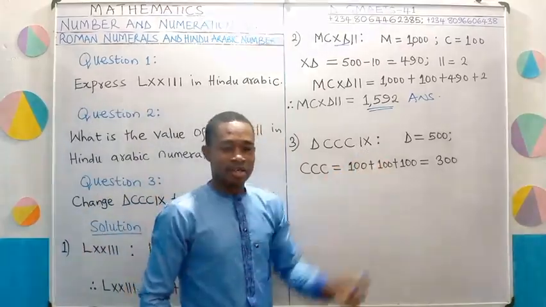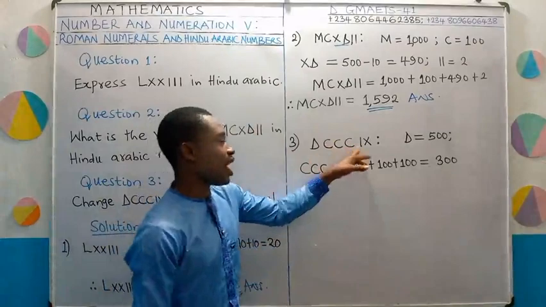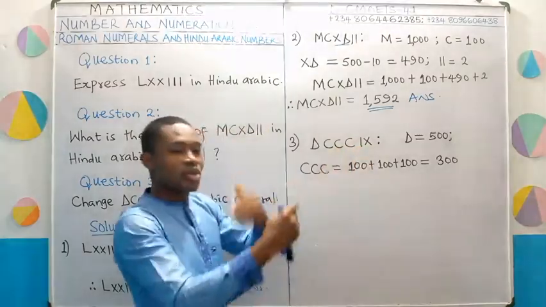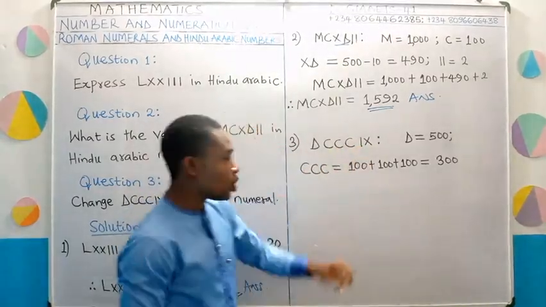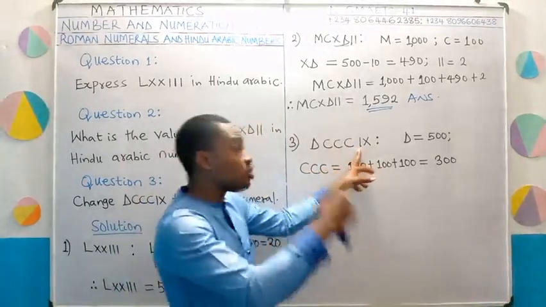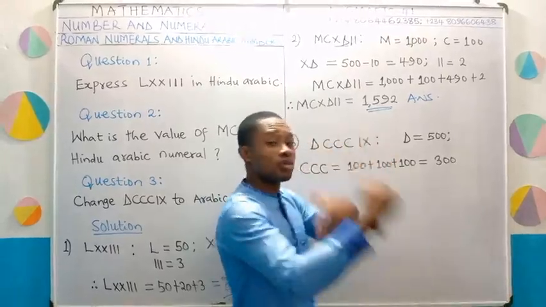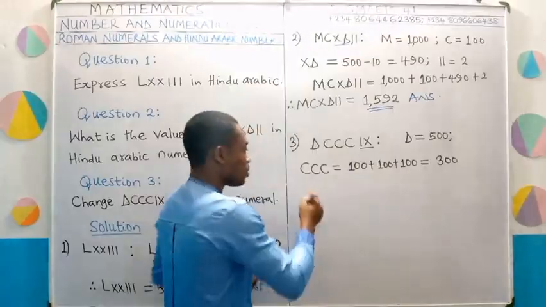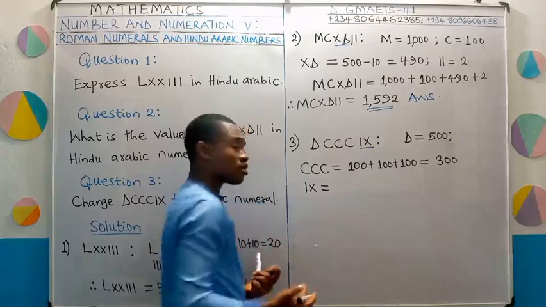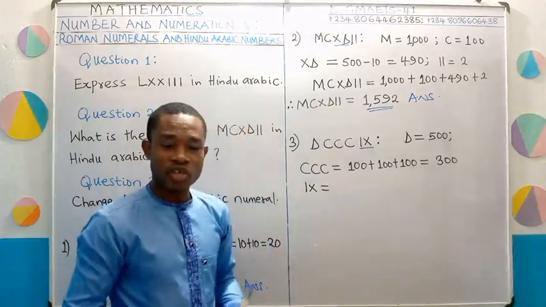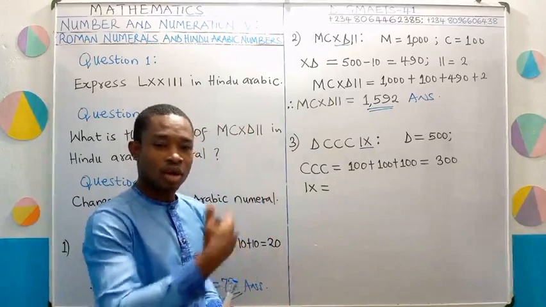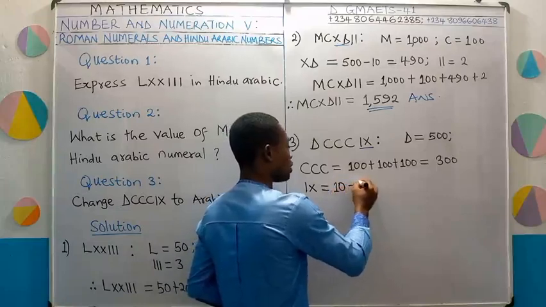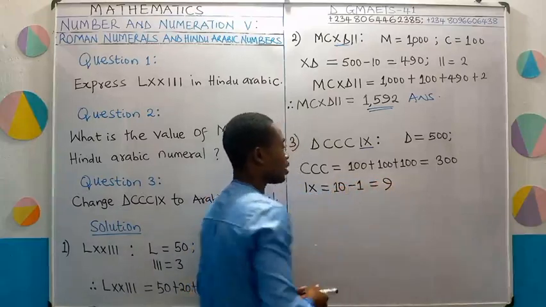Then comes IX. Now you notice after CCC, I, the numeral reduced. We were supposed to add this I to 300, maybe to get 301. But hey, again, notice, after this I, which is a smaller numeral, what happens next? The one that follows is bigger. Therefore, you pick the two together and work it out. Is that okay? So you're going to have IX, and of course, I is 1, X is 10. The smaller numeral I comes before the bigger one, X. So you're going to subtract 10 minus 1. This is going to give us 9.